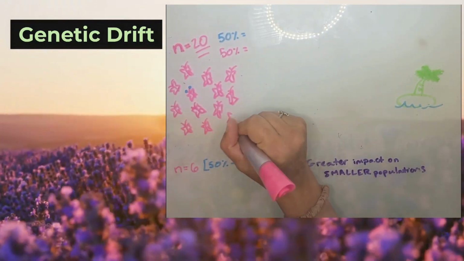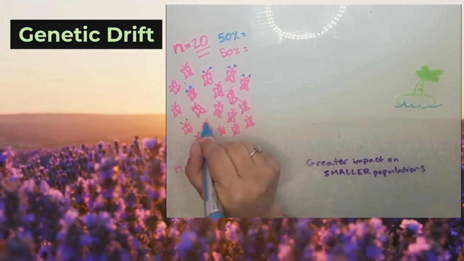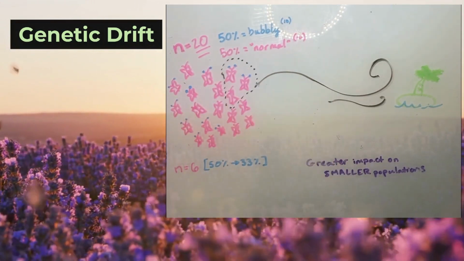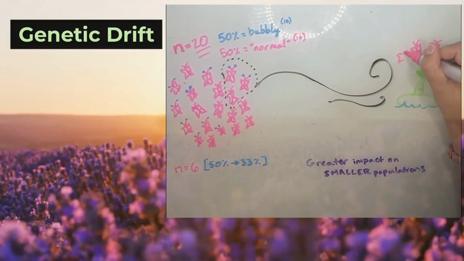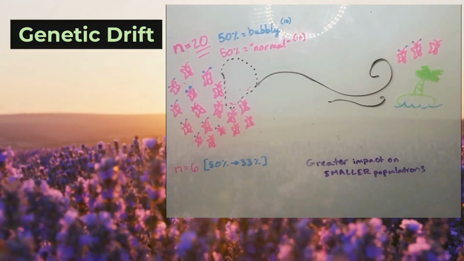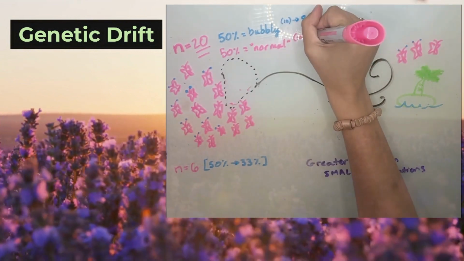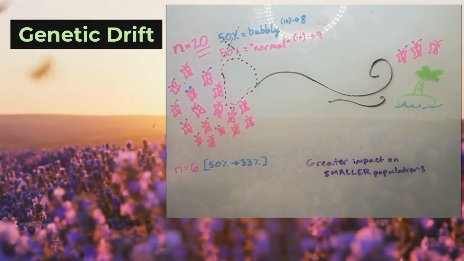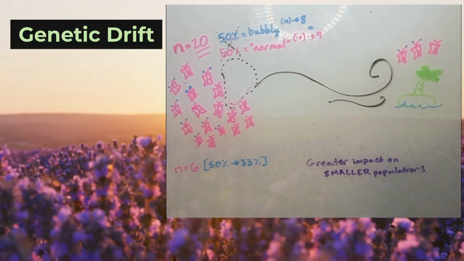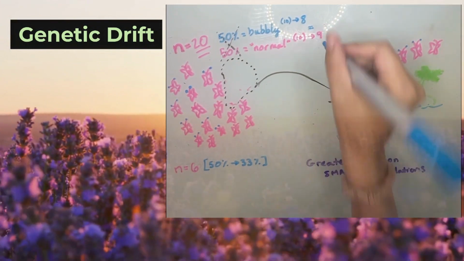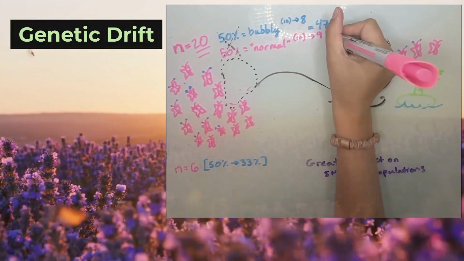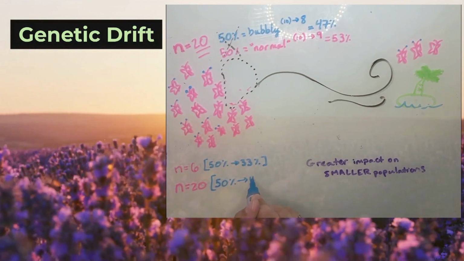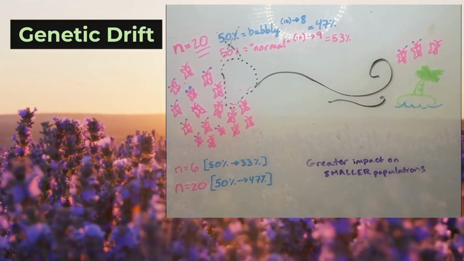Same starting frequencies where 50% have bubbly antennae and 50% have that wild type or quote-unquote normal antennae. And again, the random heavy winds blew away the same 3 individuals, genetic drift. So now we have 17 butterflies in our starting population, 8 of which have bubbly antennae, and 9 of which have the normal, quote-unquote, antennae. So now our frequency of the bubbly antennae trait has changed a lot less dramatically, right? From 50% to only 47%. So you can see how that increase in population size provided some buffering, and therefore genetic drift impacted the larger population size less than that smaller population.